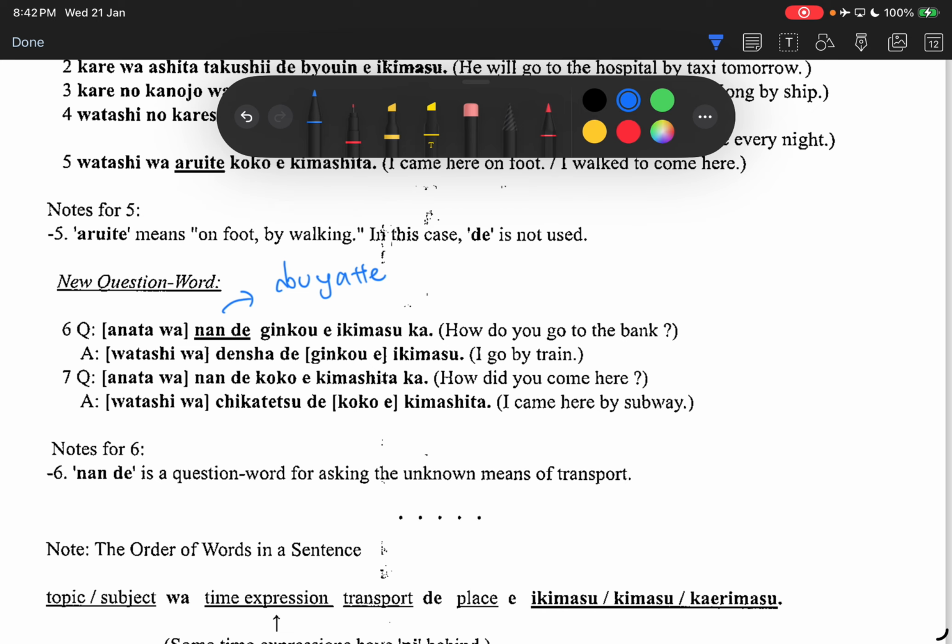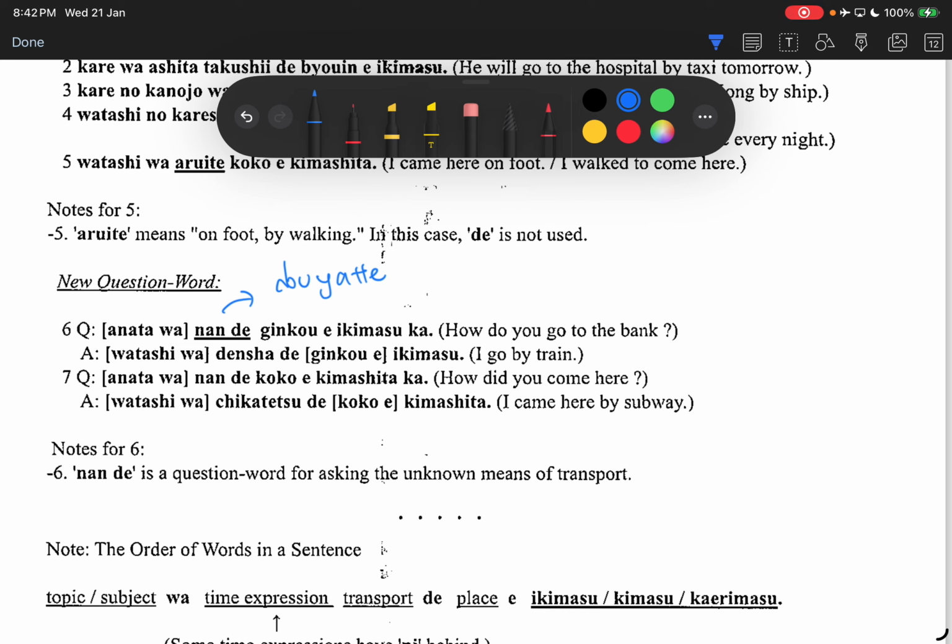So there are multiple ways to ask different questions in Japanese. If you use doyatte, then the te is not required. Doyatte kokoe ikimashita. One more time. Doyatte kokoe ikimashita. Yeah, correct. I'm just saying there are two ways to say how. Nande is by what, correct? So by what you came. But in Japanese, nande also means why.